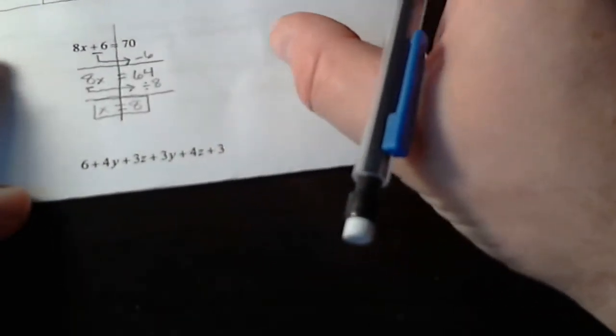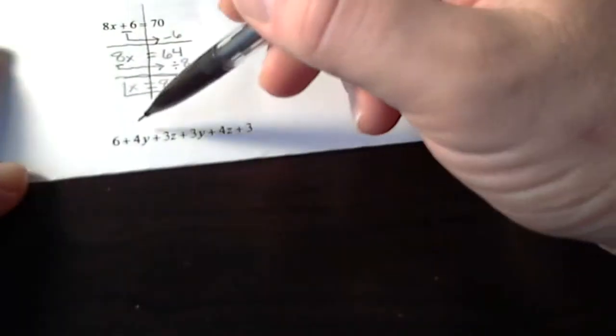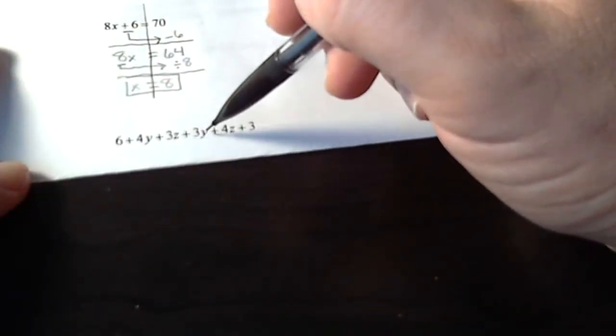Let's move on to the next example. We have 6 plus 4y plus 3z plus 3y plus 4z plus 3. Okay. First thing we have is just a regular number. That's not a regular number. That's not a regular number. Neither's that. Neither's that. This is. So we know the 6 and the 3 are going to go together. Let's look at our next like term here, which is y. So we have a y here. No. Yes. No. So we know those two are going to go together.